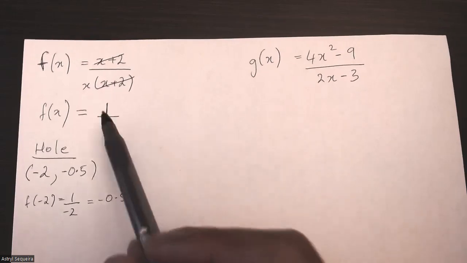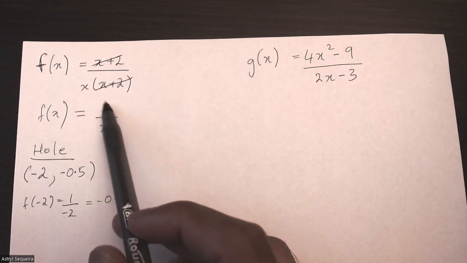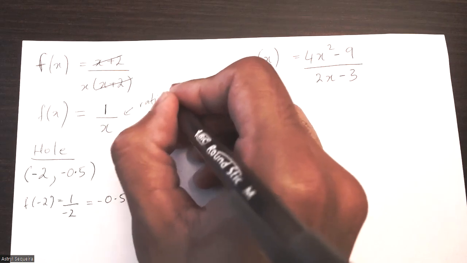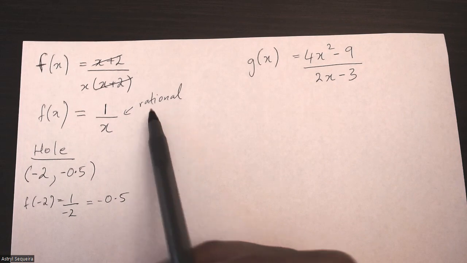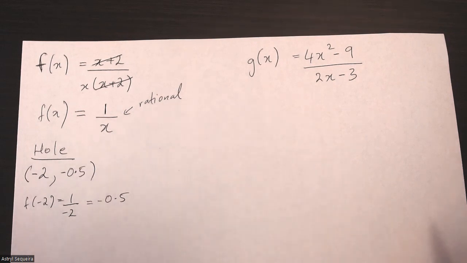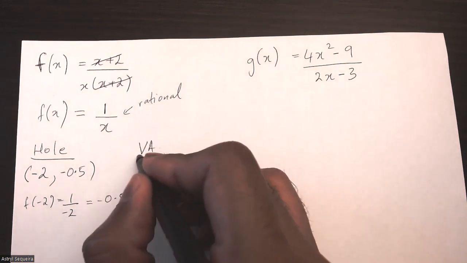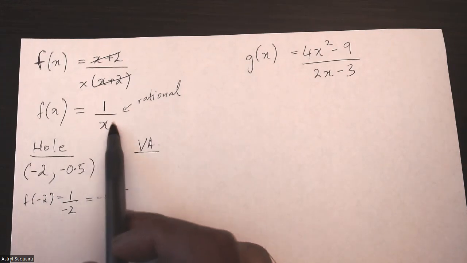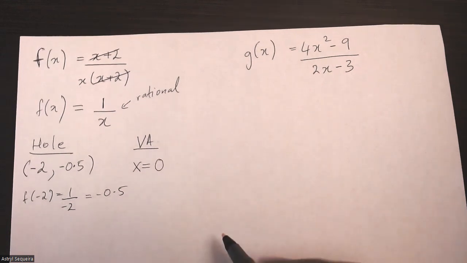Now, once I have my equation simplified, I have to decide what type of equation this is. If you look at this, this is 1 over x, which is a rational function. So in grade 11, there's typically two possibilities, either a rational function or a linear function. Rational is 1 over x, and linear is just y equals mx plus b. So in this case, it's a rational function, which means I can figure out my vertical asymptote. My vertical asymptote is just the solution to the denominator, which in this case is x equals 0.